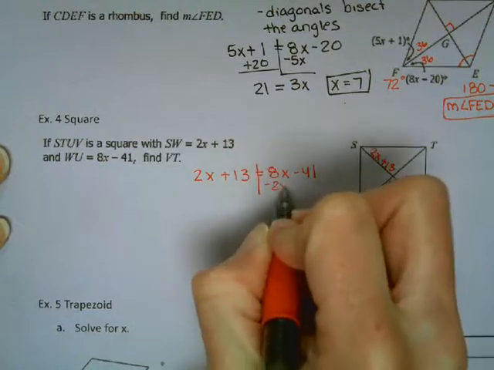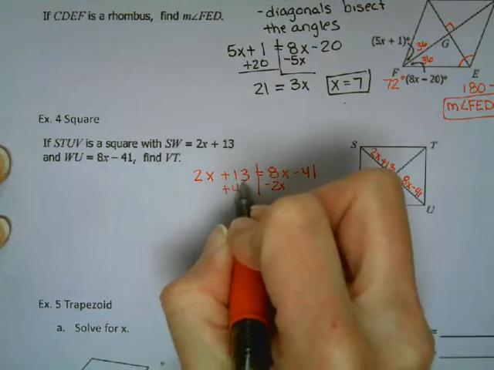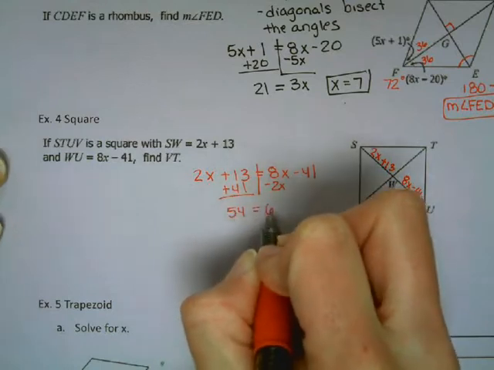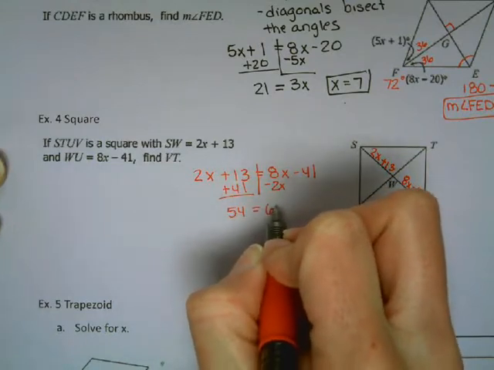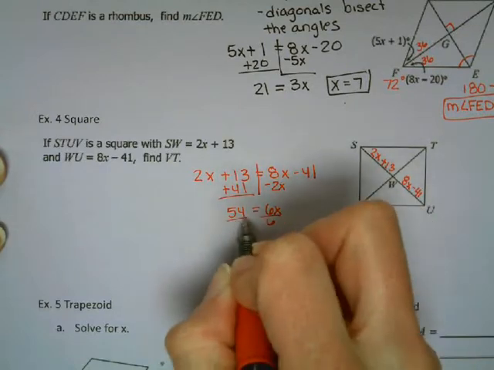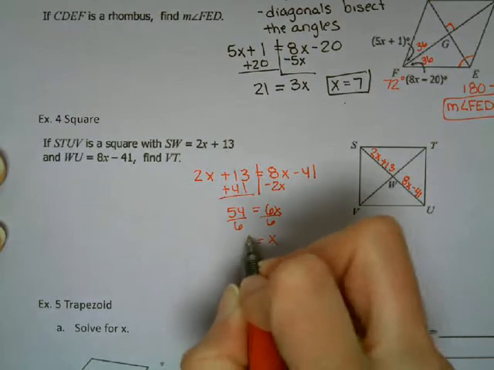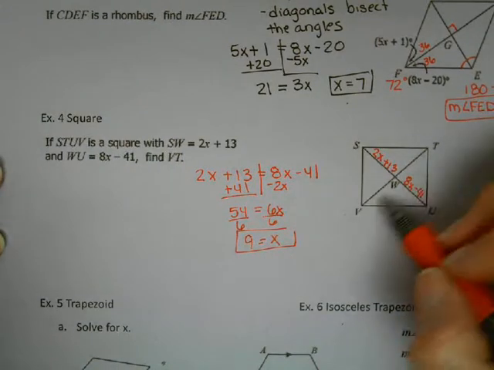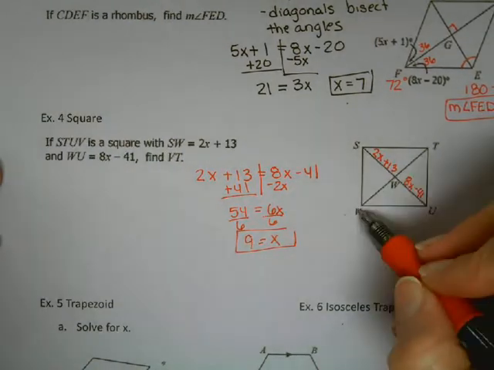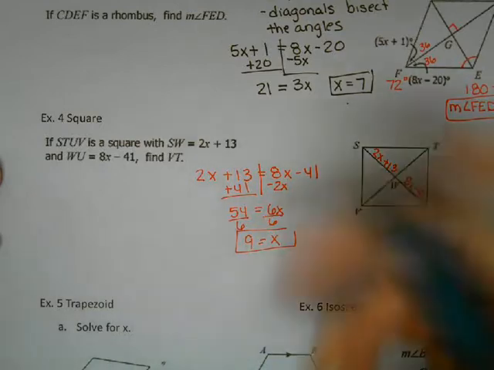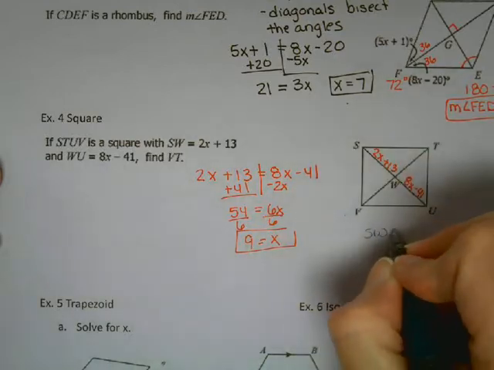Subtract, add, and then divide both sides by 6. X equals 9. Okay, let's see now what it wants us to find. Find VT. So now it is important that the diagonals are congruent because this diagonal is the same length as that diagonal. So let's just put it in like SW.